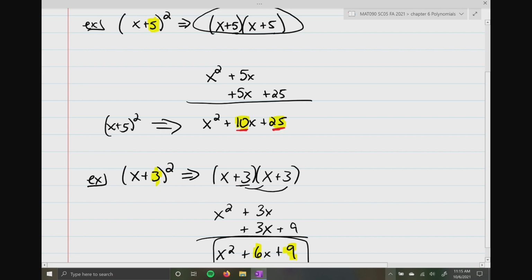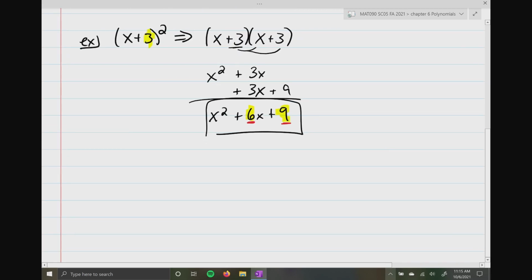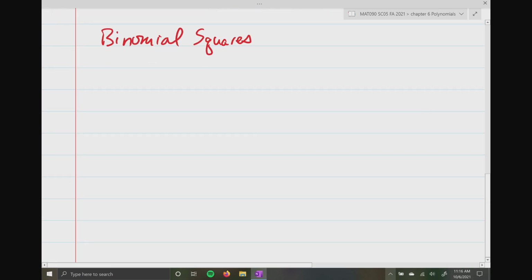Look at the second problem. What's 3 plus 3? 6. And what's 3 times 3? 9. And here's what makes this so special, okay? These are called binomial squares. Write it in red. All right? And what we just looked at was this situation right here. When you have two things that are being added inside of parentheses, and then that entire thing is squared.